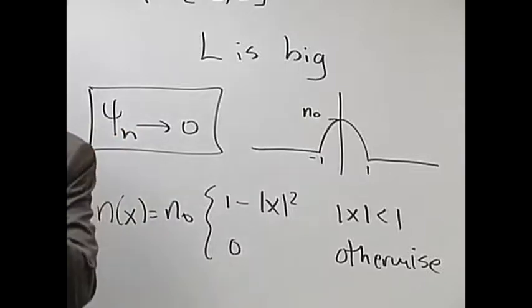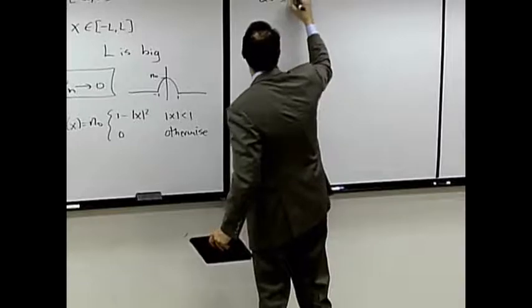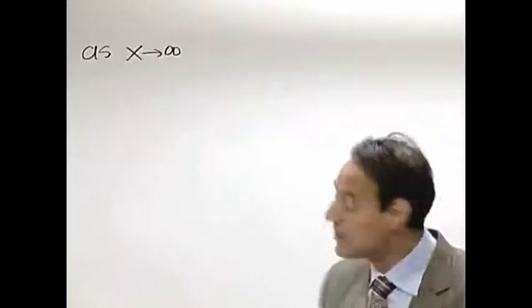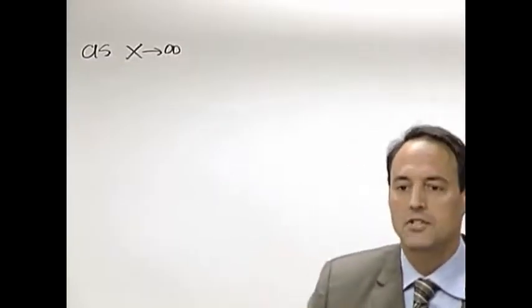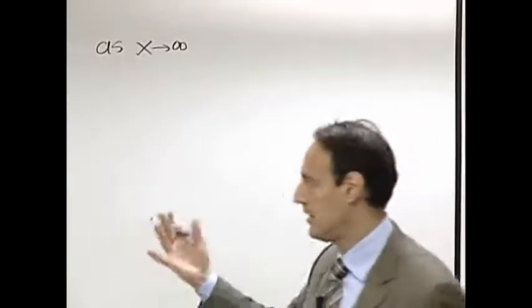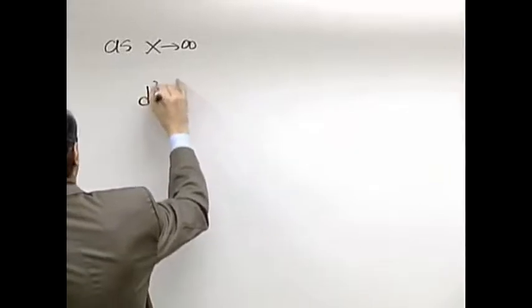So let's look at the following. What happens as x goes to infinity? First of all, what happens to our differential equation? What is n of x way out at infinity? 0. So then your differential equation becomes the following.